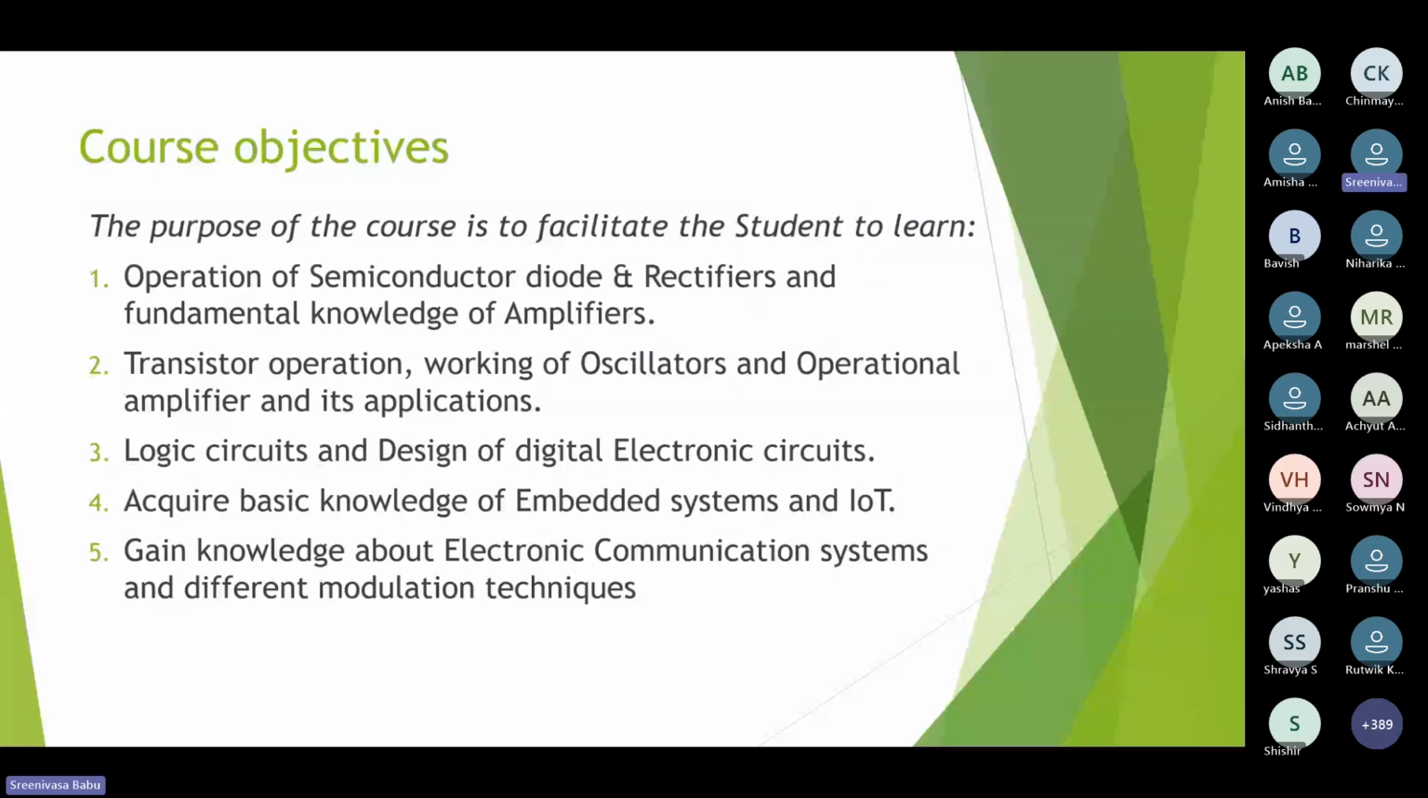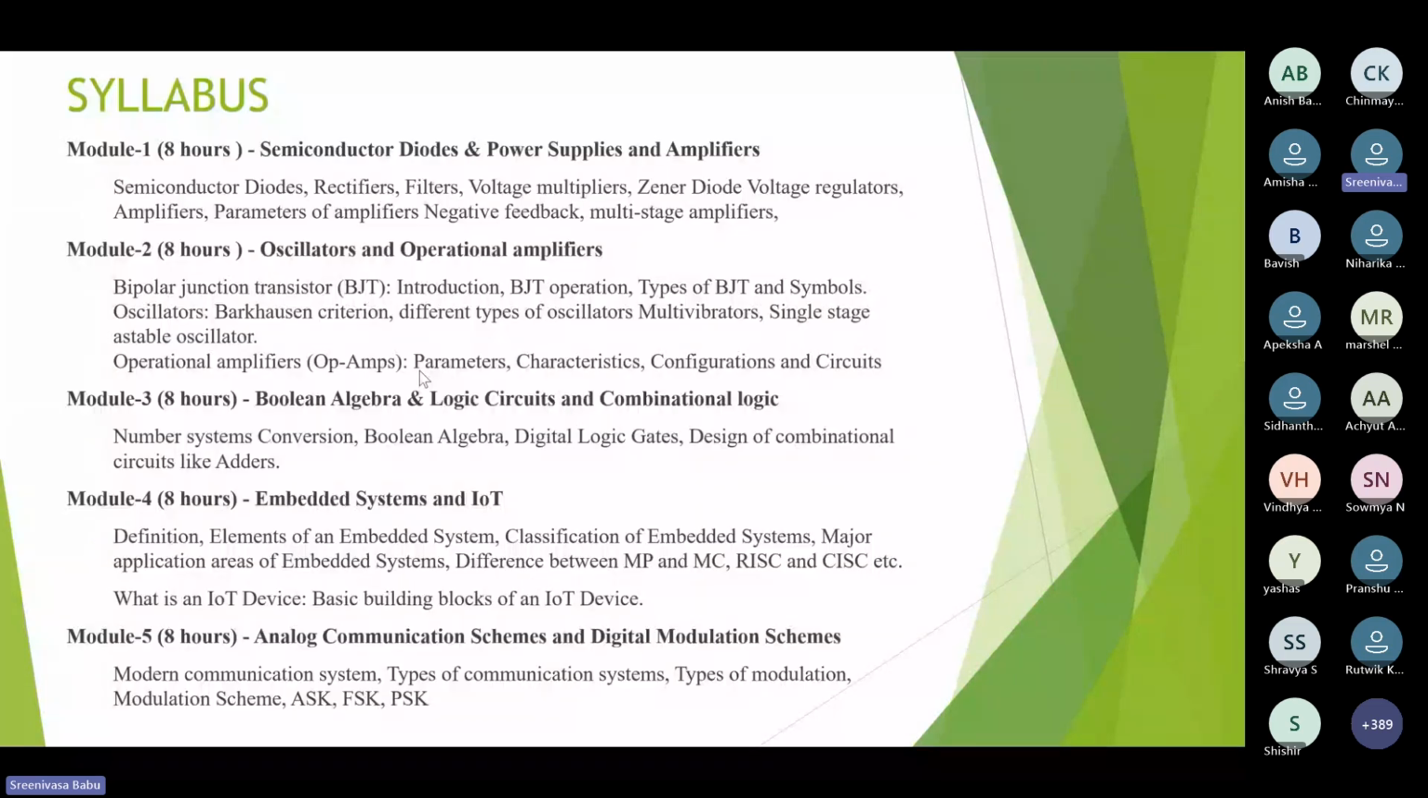Next, moving on. This is the syllabus. I have shortened it because of shortage of time. We will study much more. In brief, this is the syllabus. We have 5 modules and we'll spend at least 8 hours per each module. First module, as I said, is semiconductor diode and power supplies and amplifiers. So we'll be studying about semiconductor diode, PN junction diode, power supplies and amplifiers.